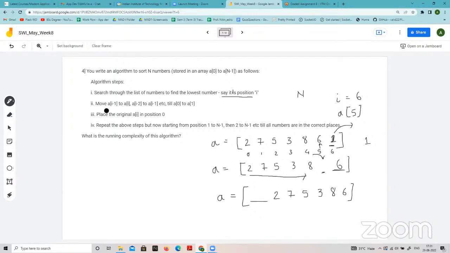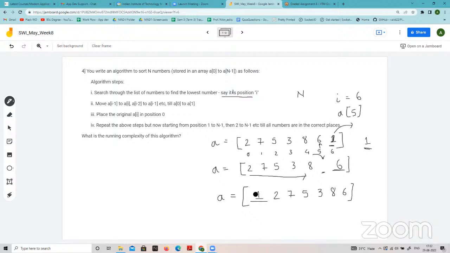And then what is the third step? Place the original a[i] in position 0. So the original a[6] was 1, which was the lowest number. That was pushed to position 0. Now, with 1 at position 0, my lowest number in this list is at the very first position. This is how sorting works: I want the lowest number to come at the 0th index.